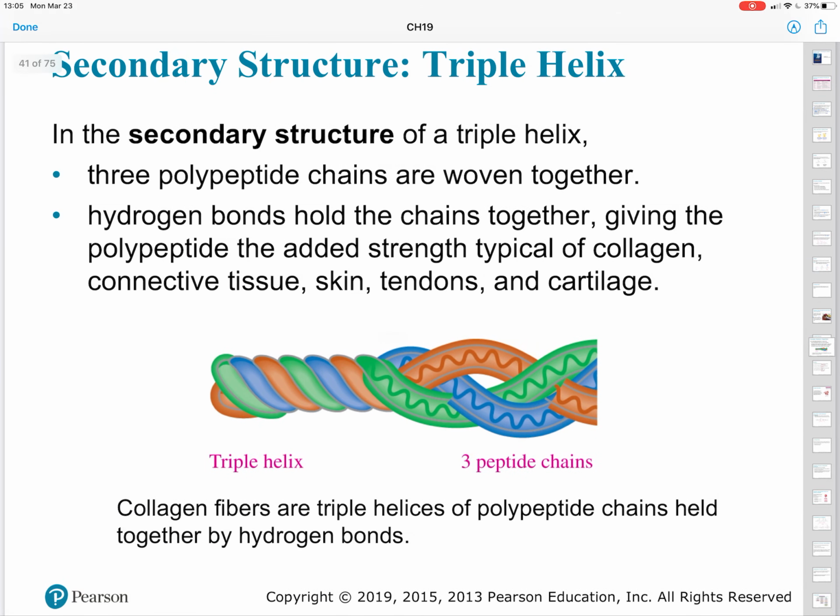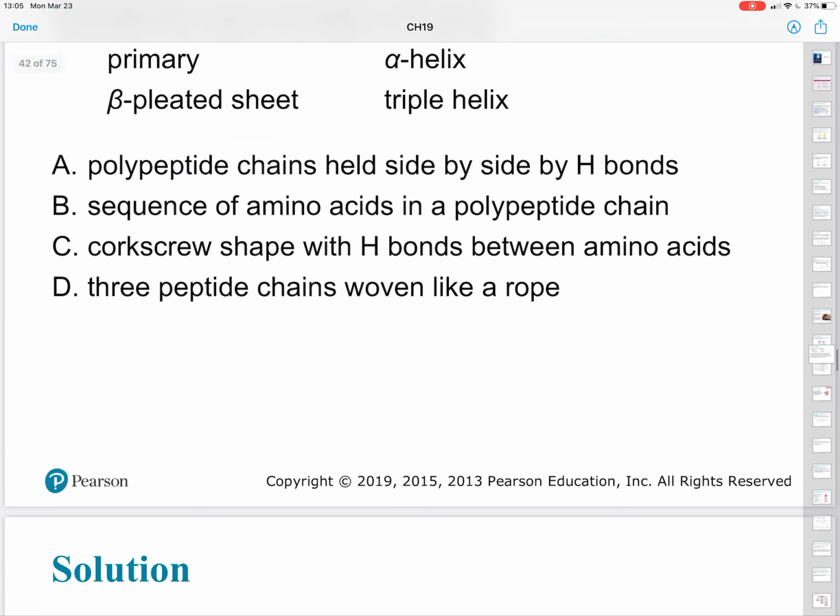The main point here is that the chains are held together by hydrogen bonds. I can't stress that enough: hydrogen bonds, secondary structures.